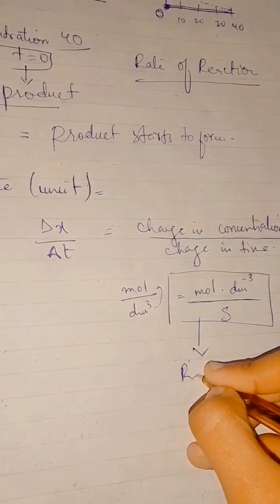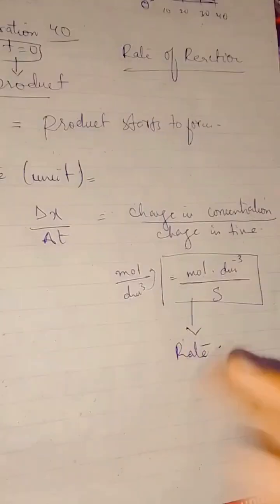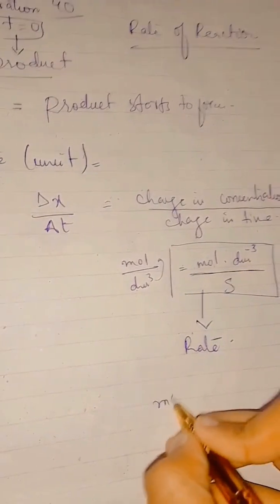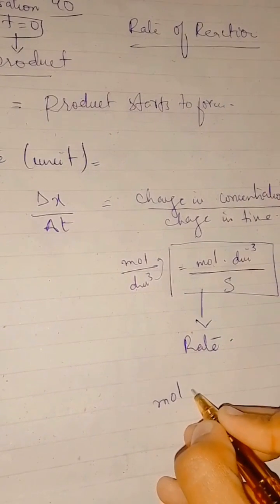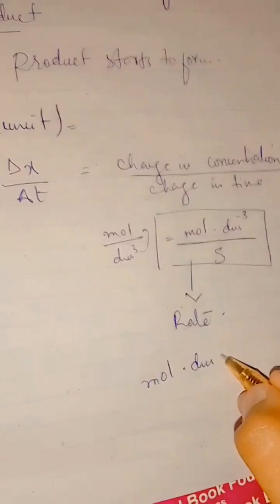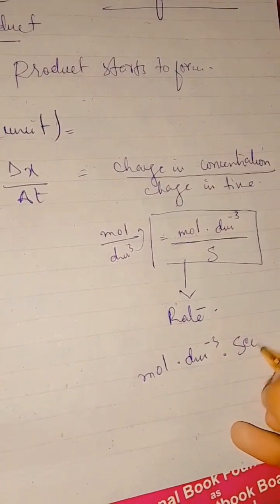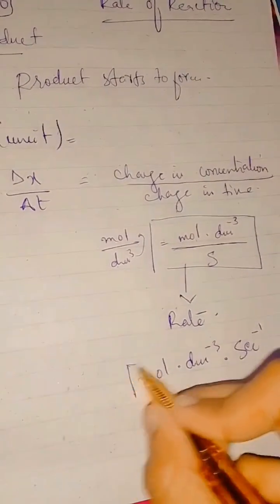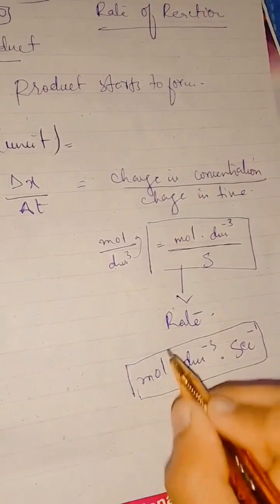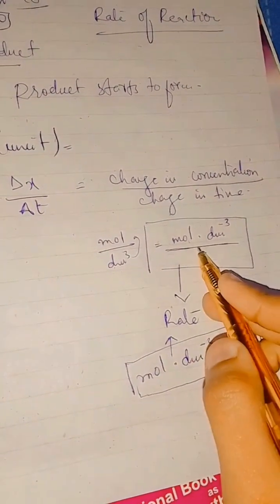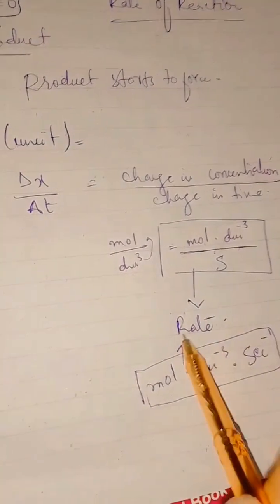Or we can also write it like this: mole dot dm cube inverse dot second inverse. That can also be a unit for the rate.